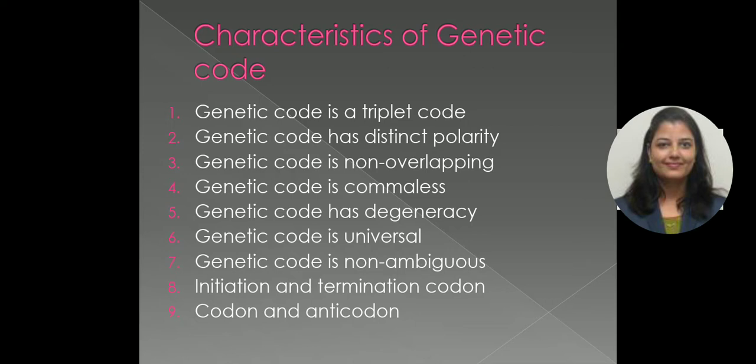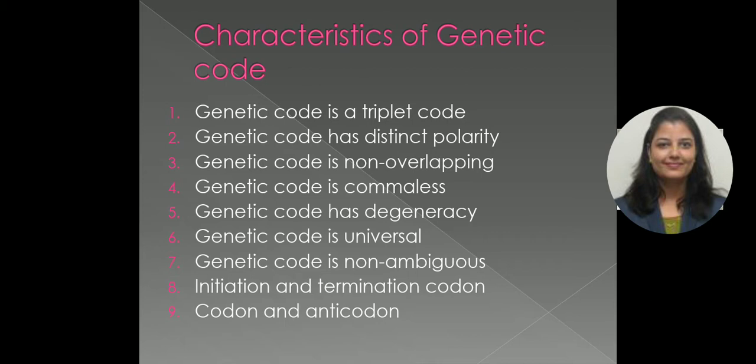Number 3 is genetic code is non-overlapping. So code is non-overlapping, that is each single base is a part of only one codon and adjacent codons do not overlap with the previous one. That is how they are non-overlapping. Then the fourth one is genetic code is comma-less. So there is no gap or any punctuation mark between the consecutive codons. That is how they are comma-less.